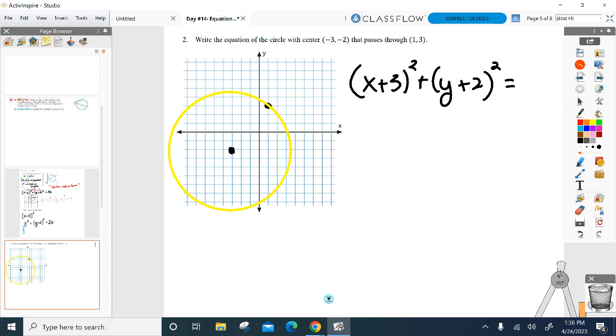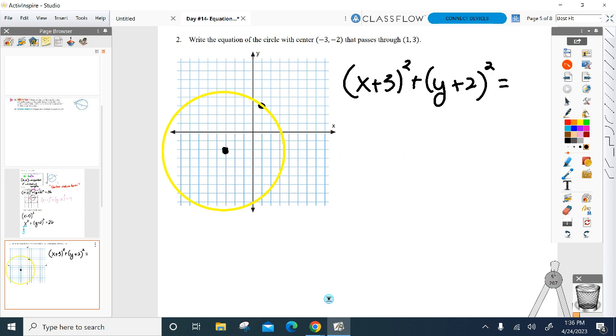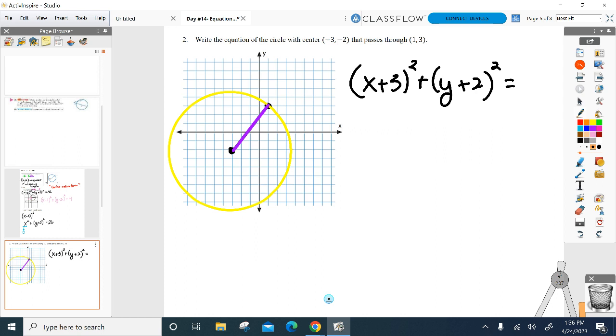Remember, r was what again? Radius length, right? Can you draw in a quick radius there in your dot? Yeah, let's draw in a quick radius we definitely know is there. And I'm looking for r so I can square it. r is the radius length. How are we going to be able to find the radius length up there? Yes! Back on a Monday, we're going to need the distance formula.